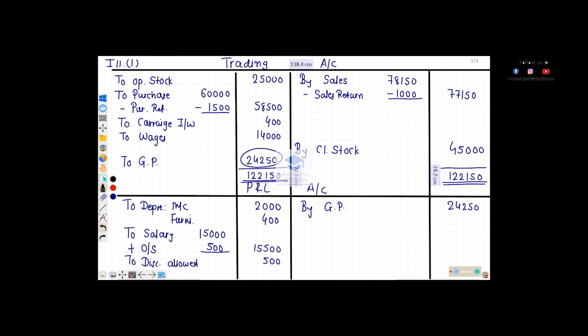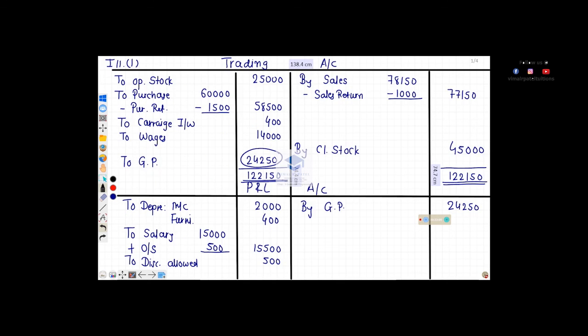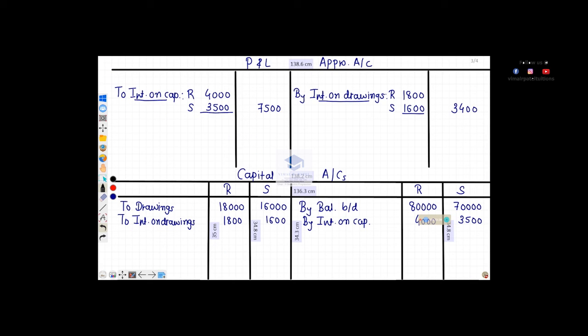Now in the P&L account, I think the debit side total is higher. So there will be net loss. So 32,050 minus 24,250, there is a net loss of 7,800. Since it is net loss, it will be transferred to the debit side of profit and loss appropriation. If it was profit, then it would have been transferred to the credit side.